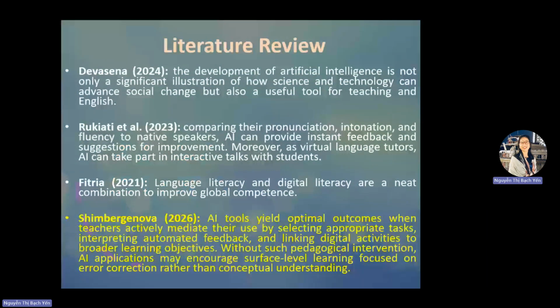Let's go. Before conducting the research, I myself read a lot of articles from Google Scholar and Egret, and based on a lot of research from a lot of countries around the world, I'm confident to conduct this research. In these articles, the researchers talk about the weaknesses and the strengths of AI, and they give us a lot of solutions or recommendations.